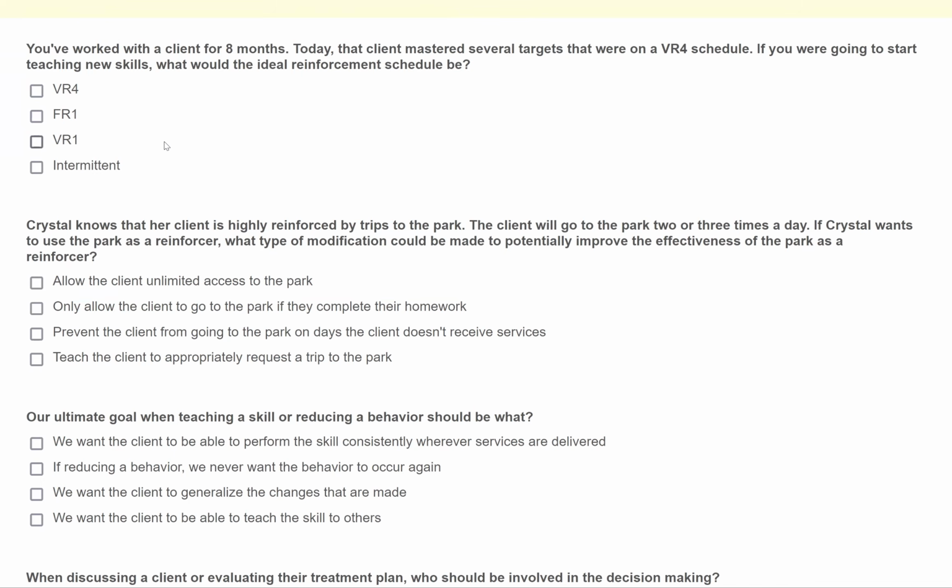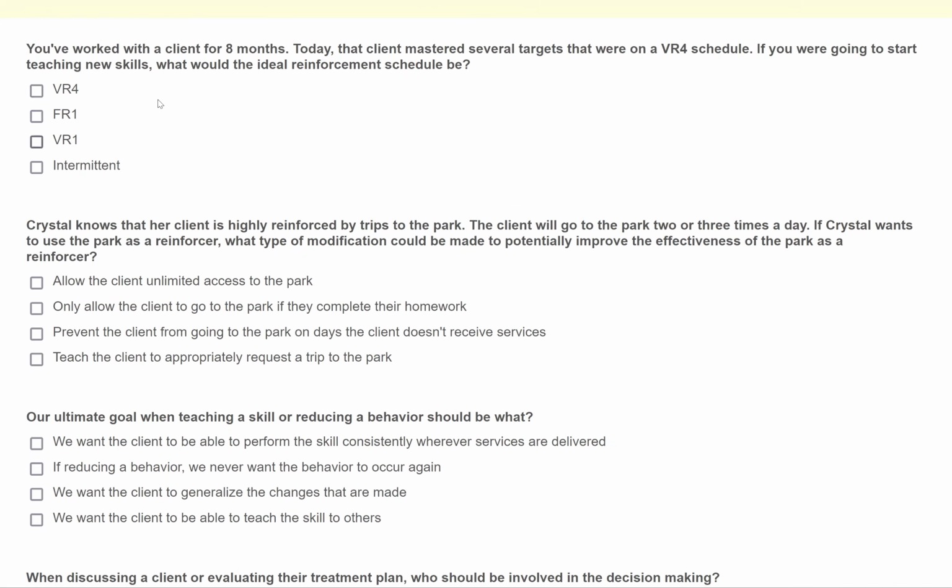Because when we're teaching a new skill, we want that skill, when it's evoked, to contact a lot of reinforcement. So really, ideally, we would want an FR1, because an FR1 is the best ideal reinforcement schedule for teaching new skills. Now, of course, everything is individualized. I get that. But on the exam, when they ask you a specific question, like what is the ideal reinforcement, be specific. Ideally, when you're teaching a new skill, you want to use an FR1.